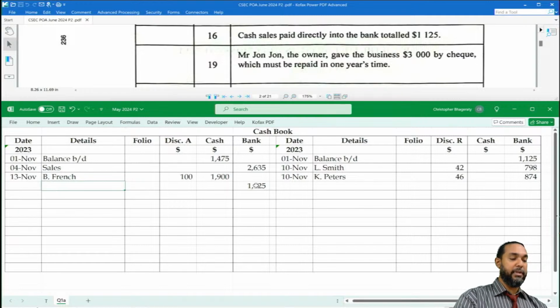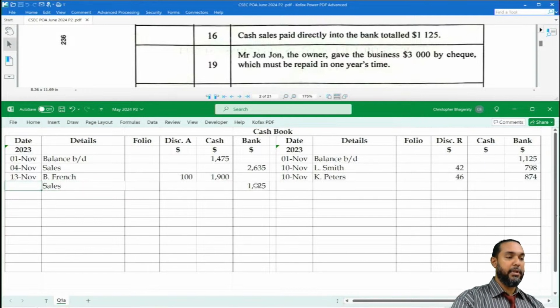Where did the money come from? It came from sales. On what date? And it came on the 16th of November. Cool.